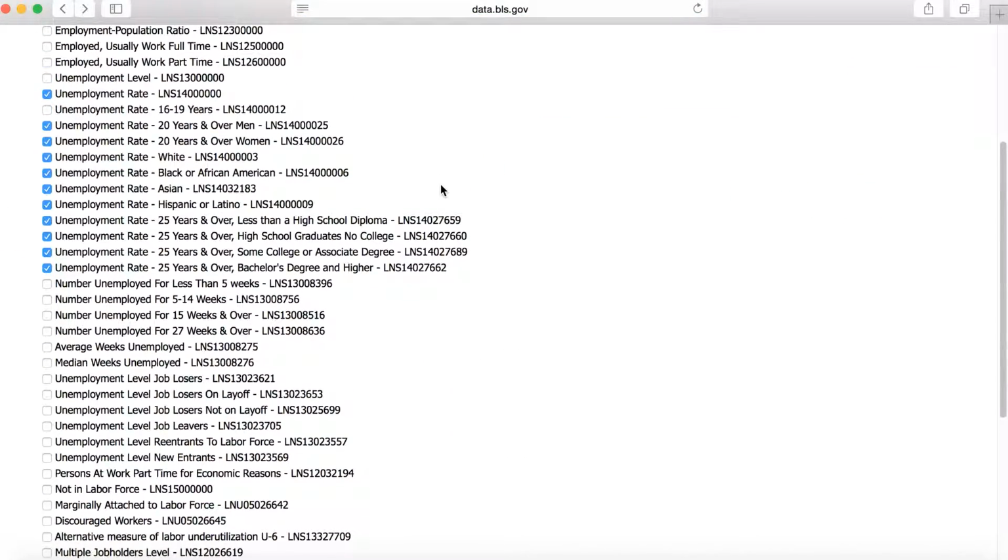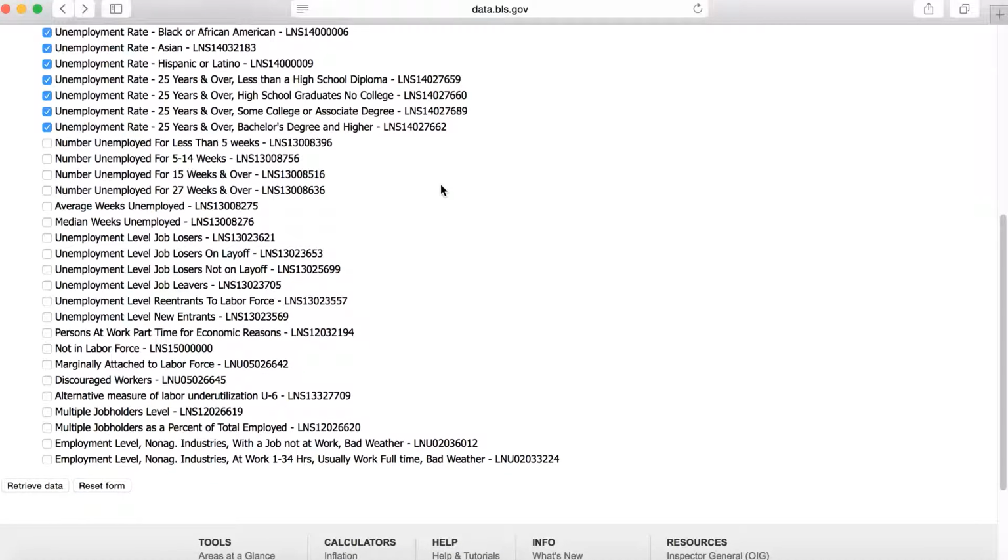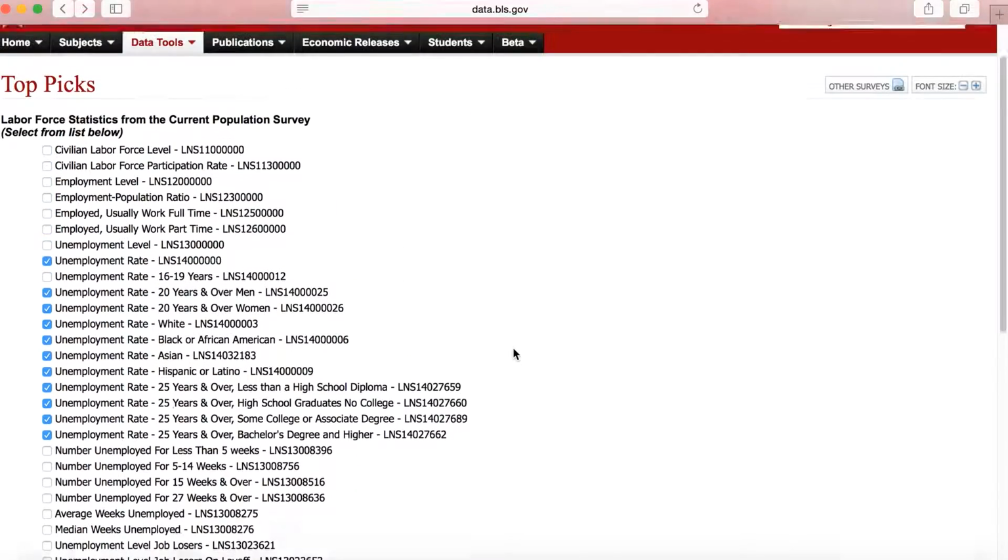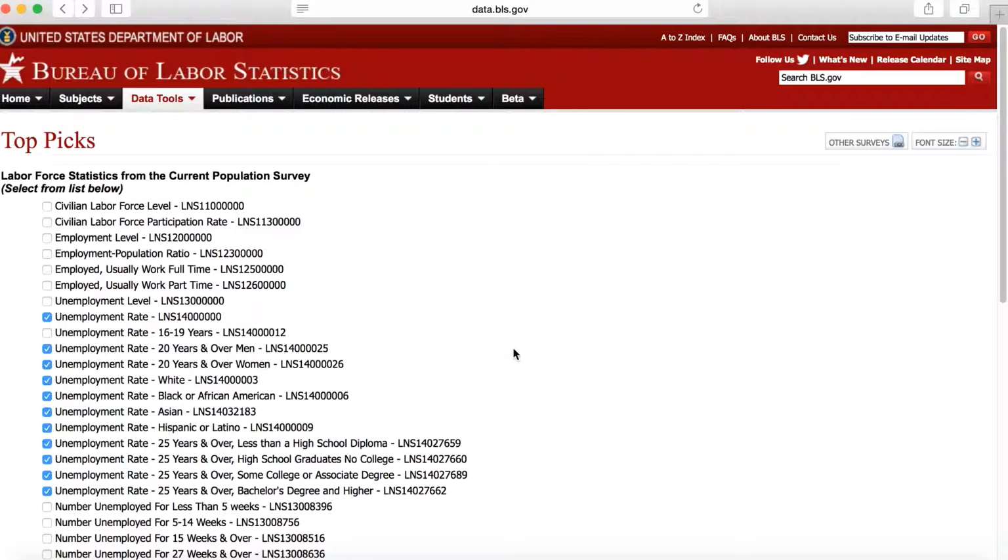How long have people been unemployed? You know, part-time, leaving for economic reasons, new entries into the labor force, people that are job losers or the job leavers, people that lost their job versus people that are leaving their job. All of these different things you can pull up and find a wealth of information through the Bureau of Labor Statistics.